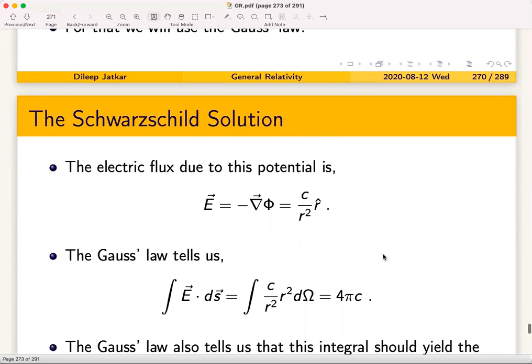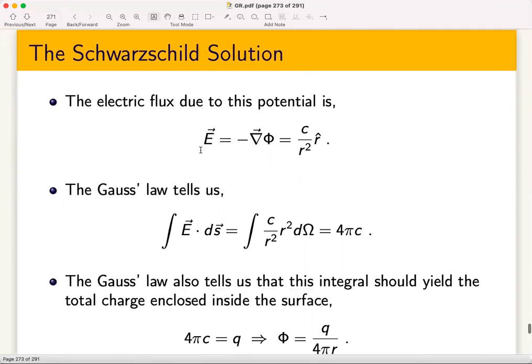So using Gauss's law, we know that the integral of this electric field over the surface enclosing the point charge would give you 4 pi times the total charge. In this particular case, we have this solution. When you do the integral, R squared cancels out, C pops out of the integral as a constant, and the integral over a sphere gives you 4 pi. So you get the answer 4 pi C from Gauss's law using our solution.